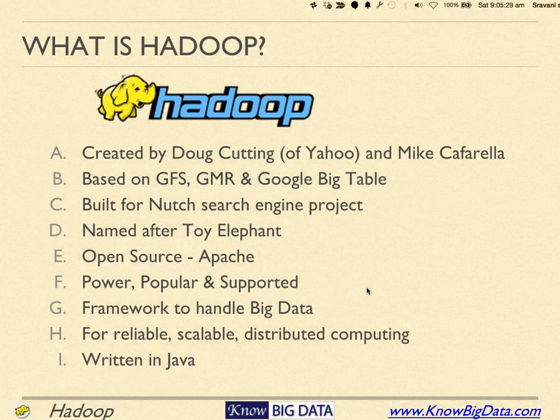So there were two people called Doug Cutting and Mike Cafarella. They were trying to build, as a personal project, a search engine. They called their search engine Nutch. When they were trying to build it and crawl the internet, they hit a bottleneck where they realized that they wouldn't be able to store so much data reliably, nor would they be able to do computing using their existing technology stack.